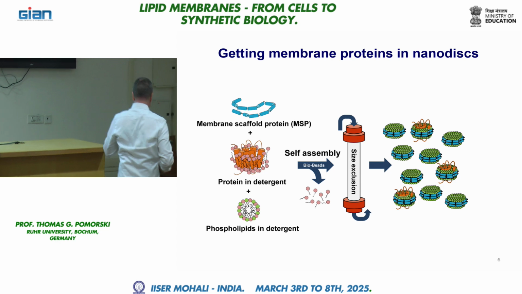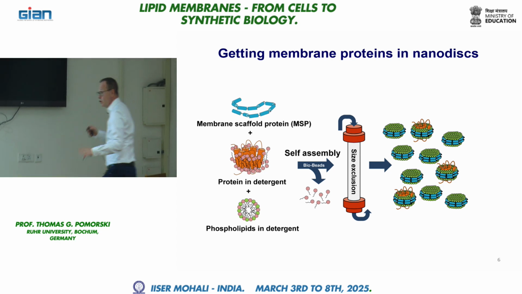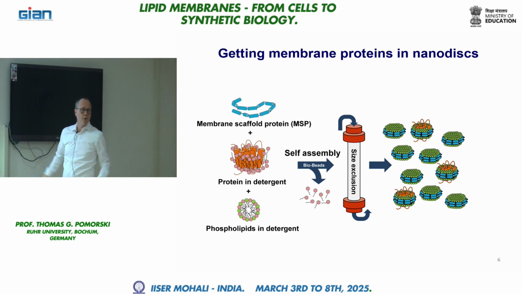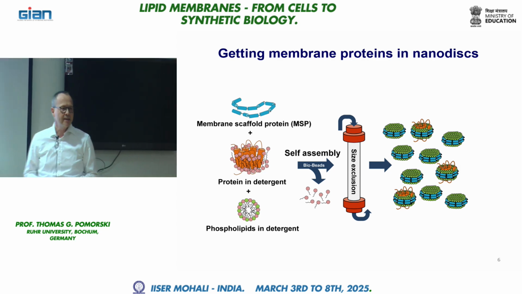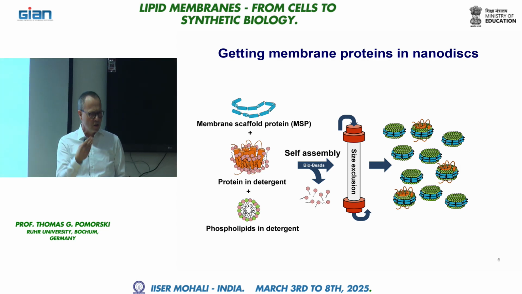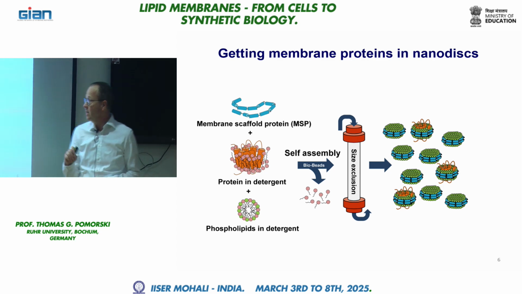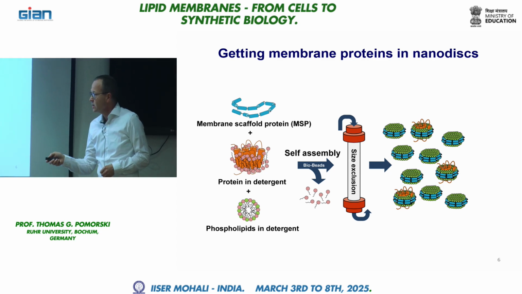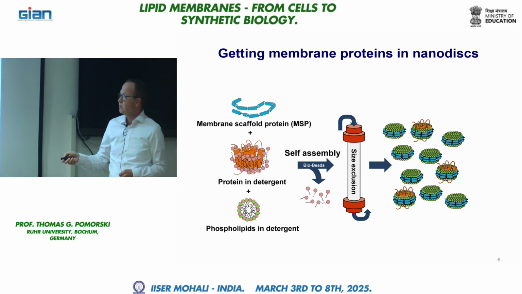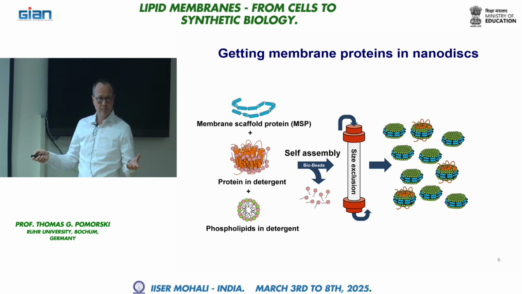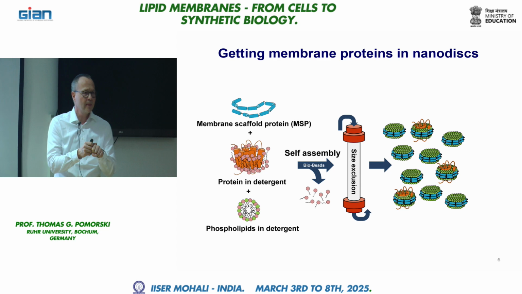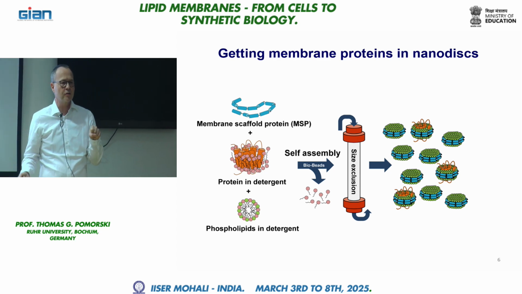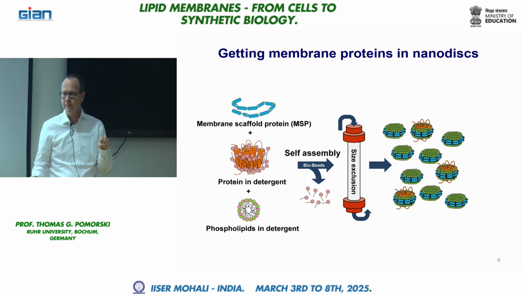Okay, so how to make them? The good news is, you don't need to worry. Why? You use the property of nature. It's a self-assembly process. We talked about self-assembly processes already. The secret is that you take lipids in detergent and protein in detergent and you mix them. And now you remove the detergent. What would happen?